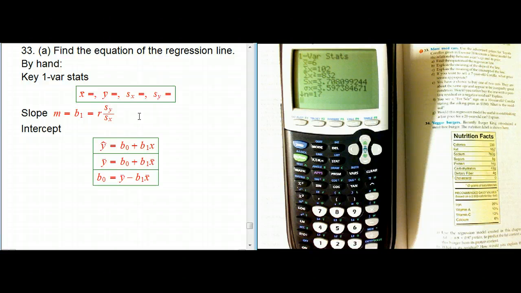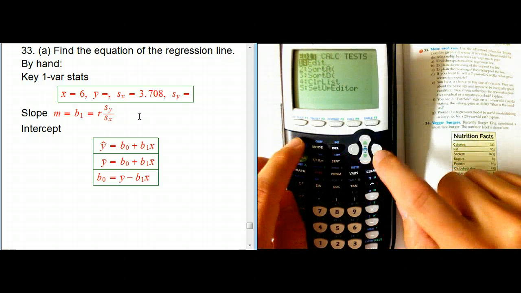The x-bar is 6. That's the mean age. And the Sx, it's giving us as 3.708. We probably don't need that kind of accuracy in the end, but for intermediate calculations, we should always try to keep a little bit more.